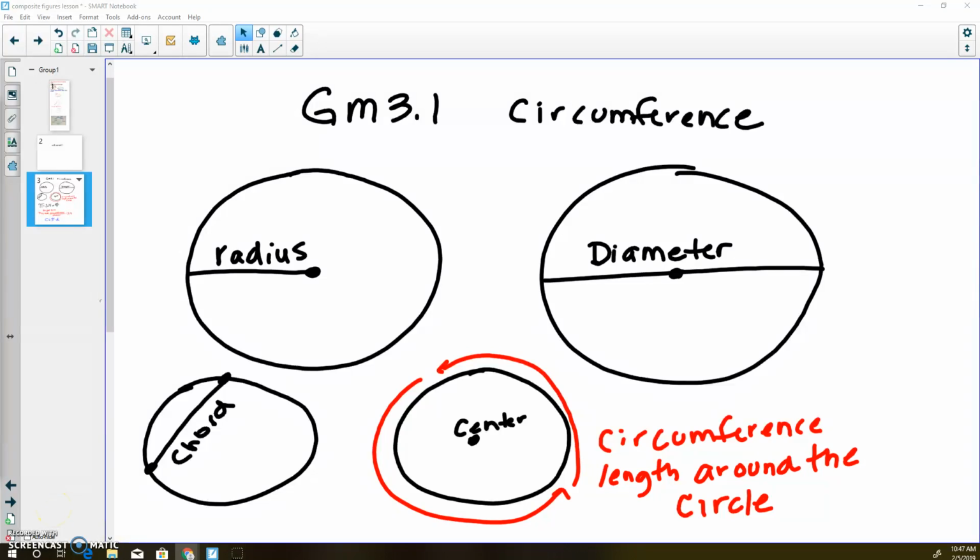Okay, we just learned about perimeter of shapes, right? So circumference is just like the perimeter of a rectangle or a triangle or a square. Circumference is the length around the circle.